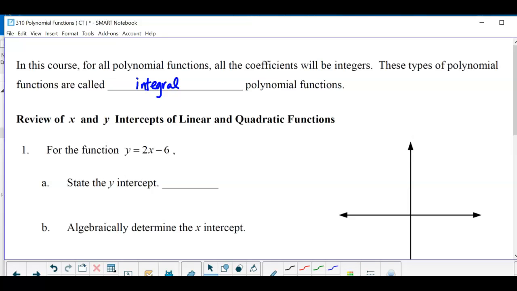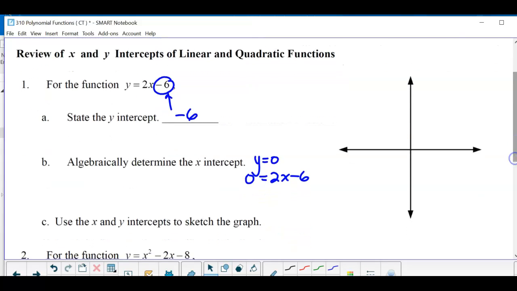Y equals 2x minus 6. Y intercept is the constant term. X-intercept is when y equals 0. So we have 0 equals 2x minus 6. This is algebraically, so we'll show the work. So 6 equals 2x, so x equals 3. And it says graph using the x and y intercepts. So y-intercept is negative 6. X-intercept is 3. We're doing a sketch, actually.